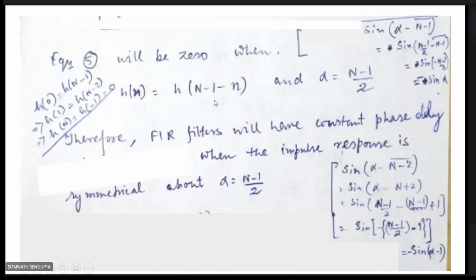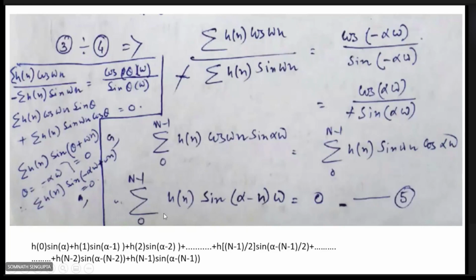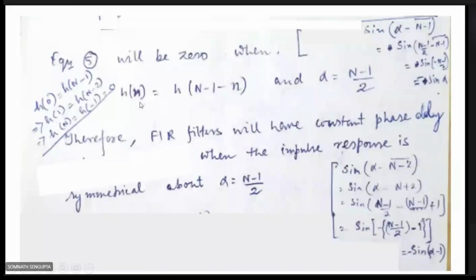So this summation, what is the equation, if we assume that this equation 5 will be 0 when hn is equal to hn minus 1 minus n and alpha is equal to n minus 1 by 2.